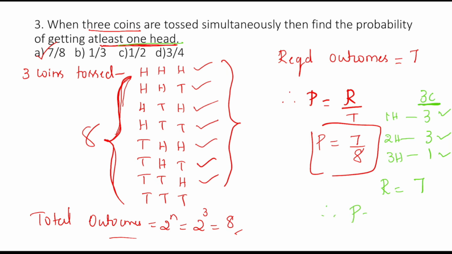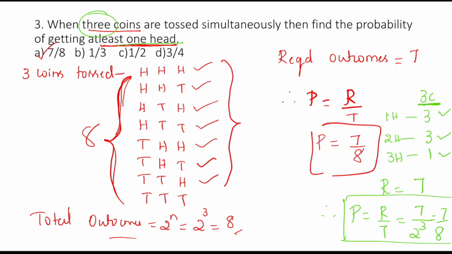Therefore probability is required divided by total. So required is 7 divided by total, which is 2 raised to, how many coins are there? 3. So 2 raised to 3, which is equal to 7 divided by 8. Okay. So in just one step we got the answer.